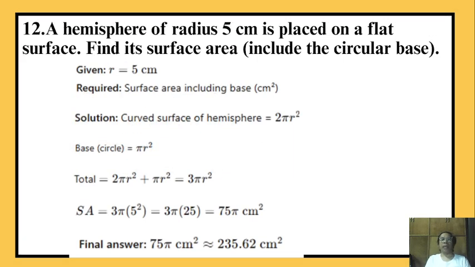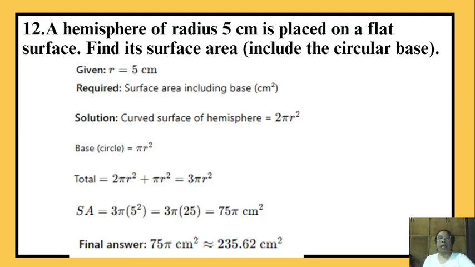Number 12. A hemisphere of radius 5 centimeters is placed on a flat surface. Find its surface area. Include the circular base. So the radius is 5 centimeters. We are asked to determine the surface area including the base.